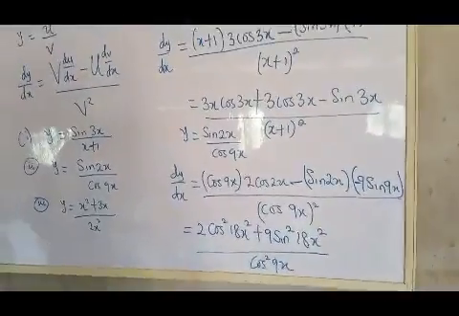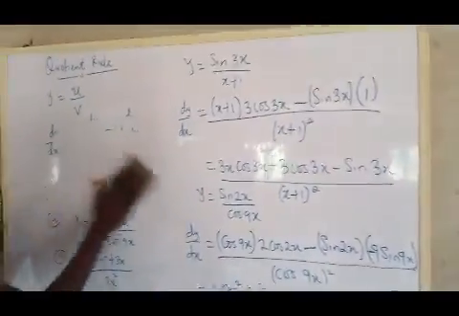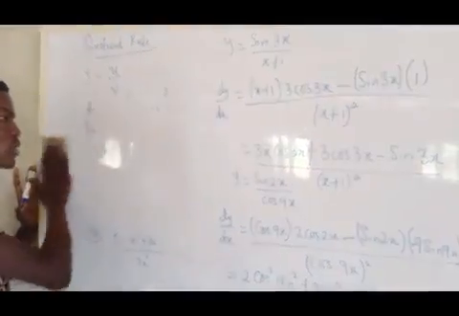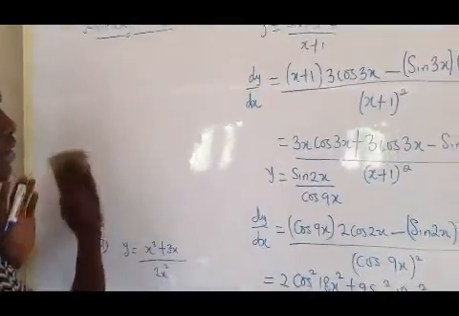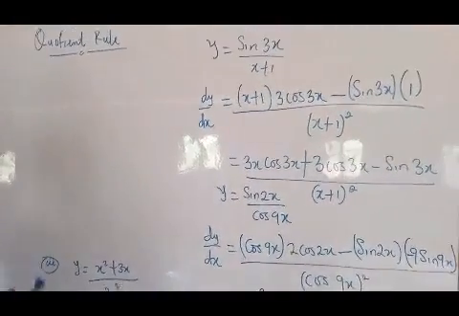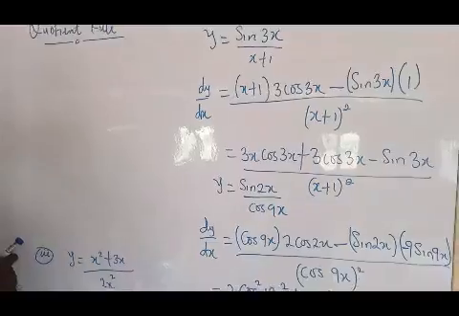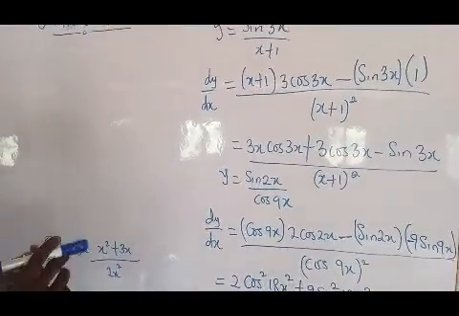All right, so let's check through the last example, the last example for today. Don't forget the formula: v du/dx minus u dv/dx over v squared. That is bottom d-top minus top d-bottom over bottom squared.